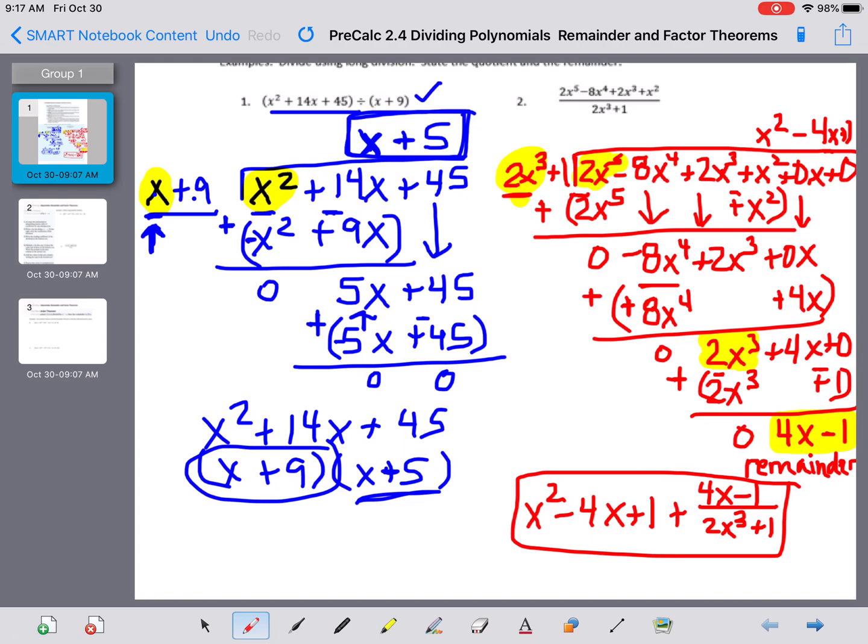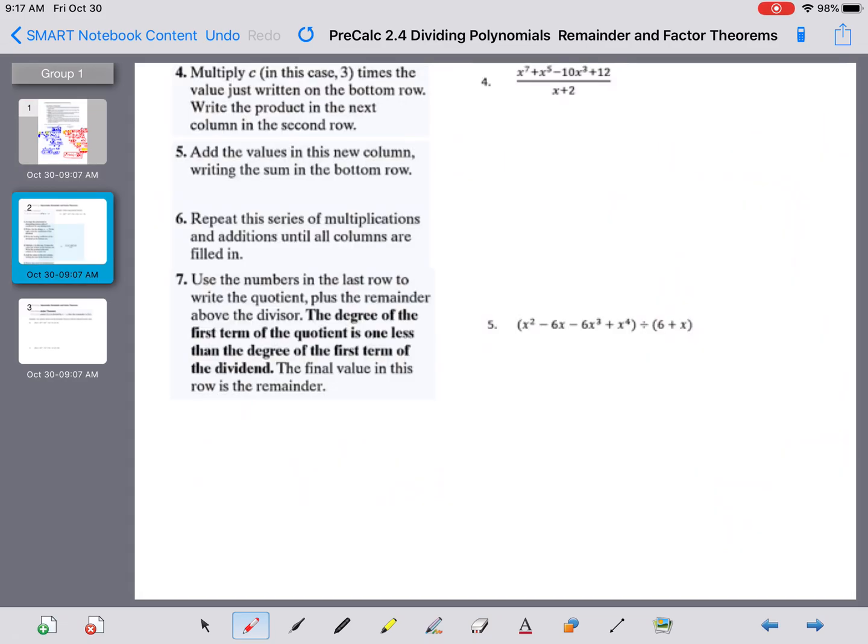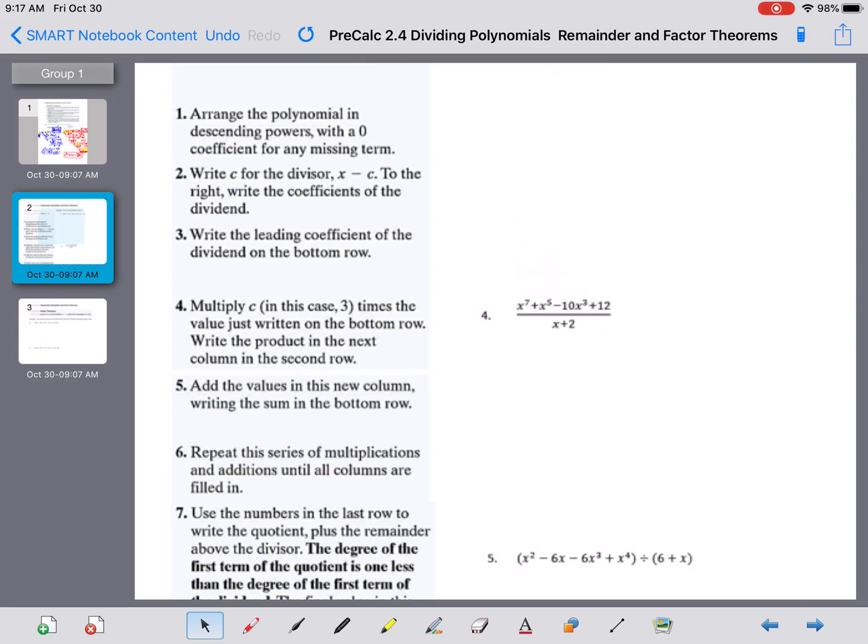Okay, long division. I'm going to be honest, number 1, I normally wouldn't tell you to do long division on. Number 2, definitely, because of that odd power that we're dividing by, that 2x cubed. The x cubed makes it more difficult to take into the synthetic division that we're learning on the next page. So this is a method, the long division. When the powers you're dividing by get bigger, you really need to use this long division. All right, let's move to page 2 and our synthetic division, okay?